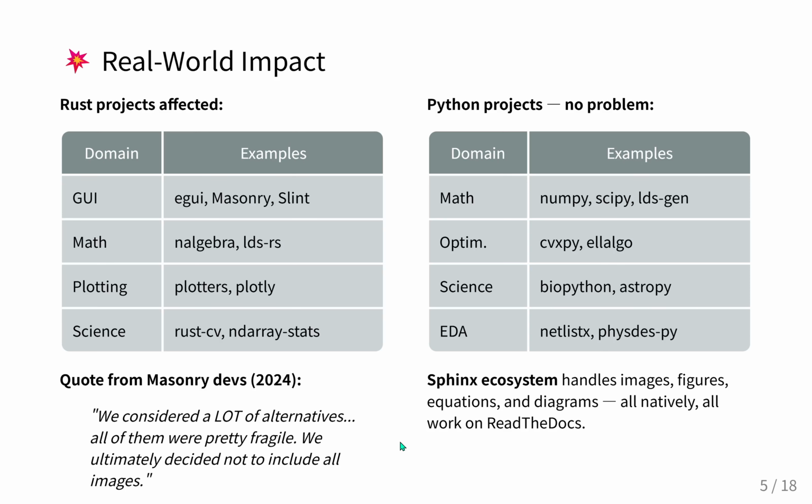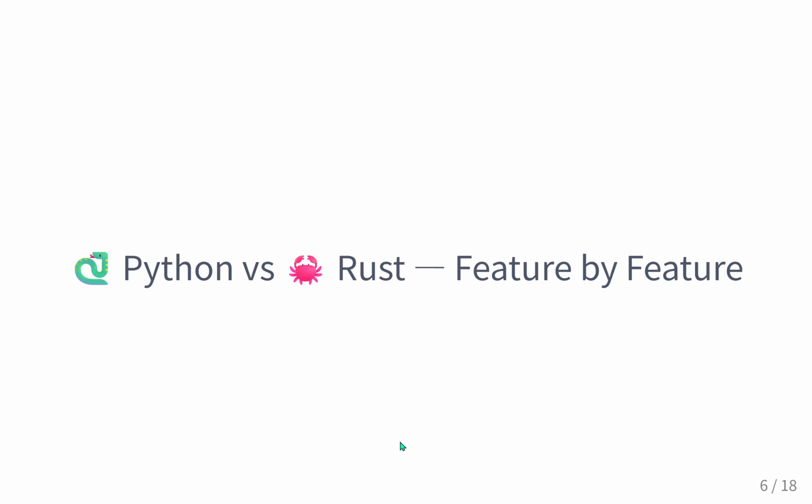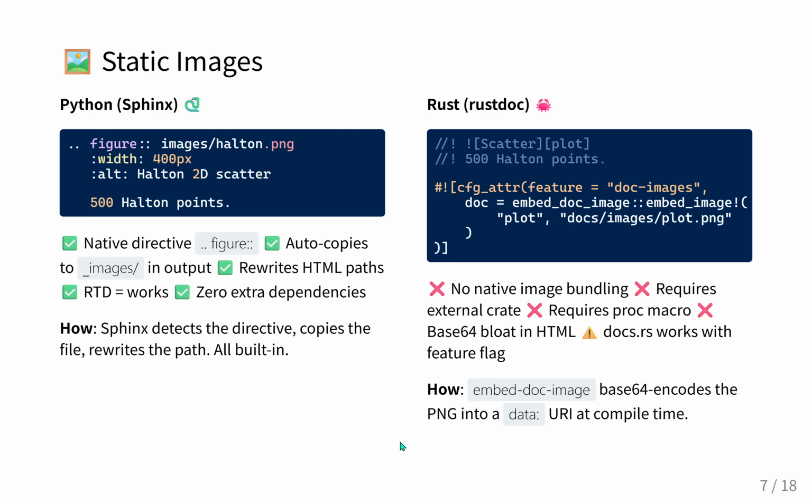Okay, here's where it gets really interesting. The Rust community engineered a workaround using a crate called embed doc image. Right. Wait, so to get around Cargo ignoring the image files, developers are using base64 encoding to jam a PNG directly into an HTML data URI at compile time. Doesn't that cause massive web bloat? Oh, it absolutely confirms the bloat. The physics of base64 encoding dictate that.